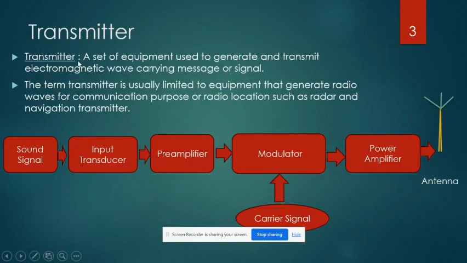Next, transmitter. A transmitter is a set of equipment used to generate and transmit electromagnetic waves carrying messages or signals. The term transmitter is usually limited to equipment that generates radio waves for communication purposes or radio location, such as radar and navigation transmitters. The equipment of the transmitter is: sound signal, input transducer, preamplifier, modulator, power amplifier, antenna, and a carrier signal oscillator.